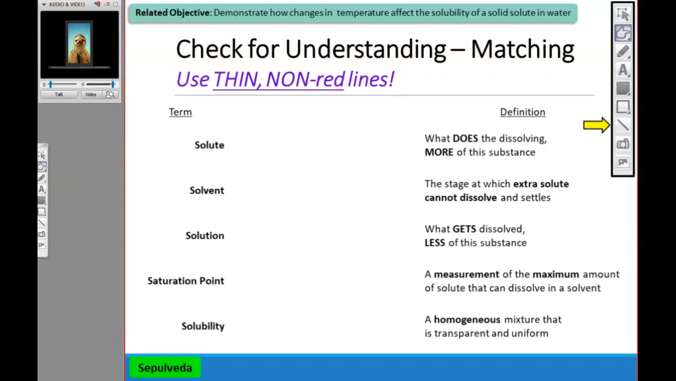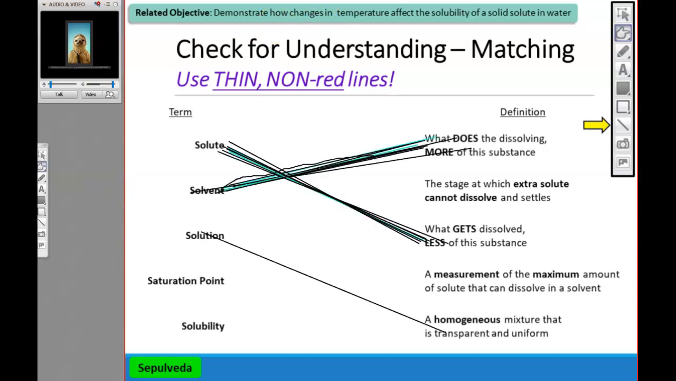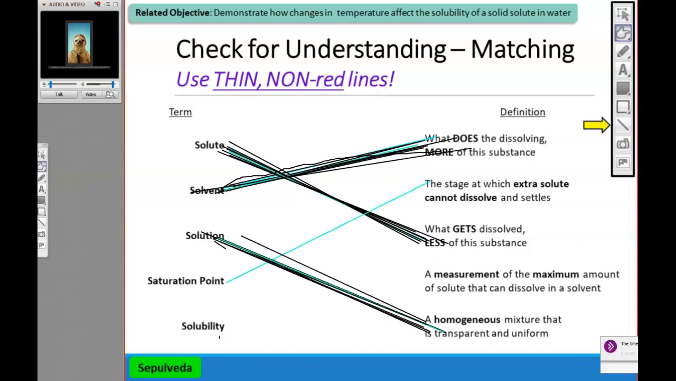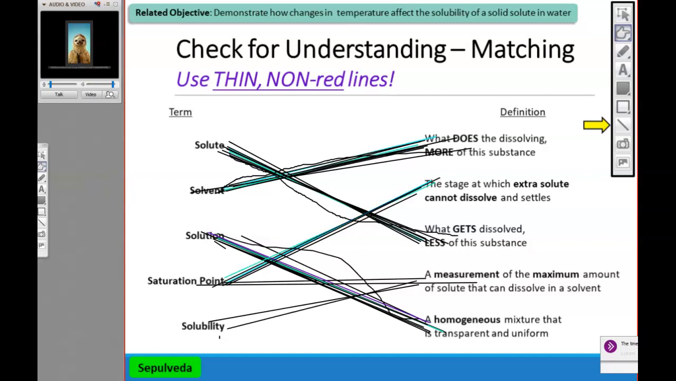Remember, use a thin line, please. Do not, that is not red, okay, not red. So here you go. Awesome job. We got the first 2. Let's get down to the third few. There we go, everybody. Excellent.